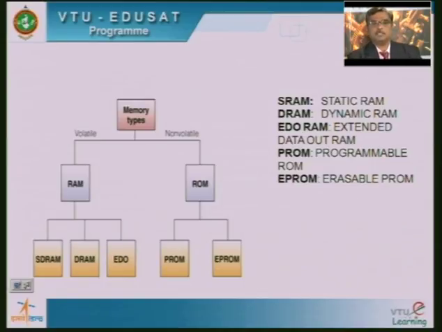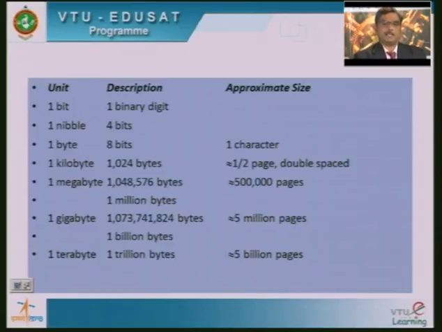So PROM is what we call programmable read only memory. We can change the settings and make it happen. That's why the word programmable is attached. Whatever is stored inside the ROM, we can also erase and store a new one. That's why we call it EPROM, erasable programmable read only memory. This is how the classification of the memory takes place.